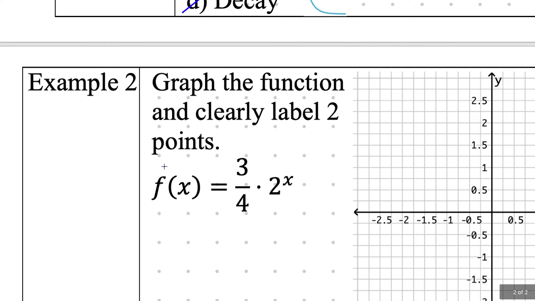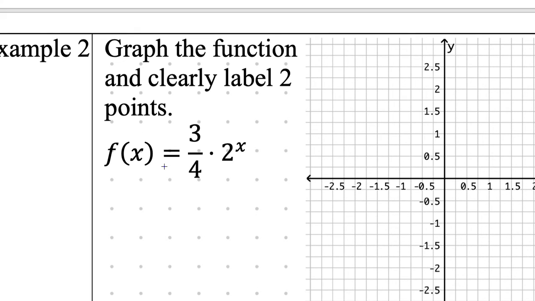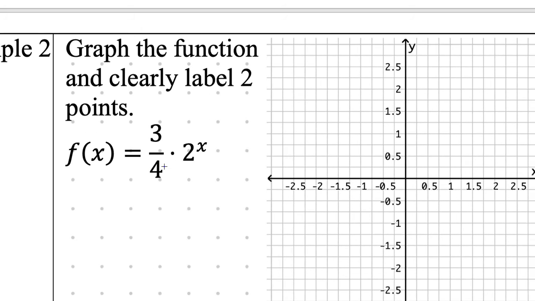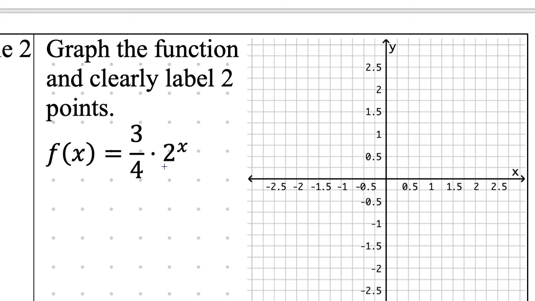Example number 2, graph the function and clearly label 2 points. Whoa. Fractions, what is happening here? This is a bunch of decimals. How are we going to do this?